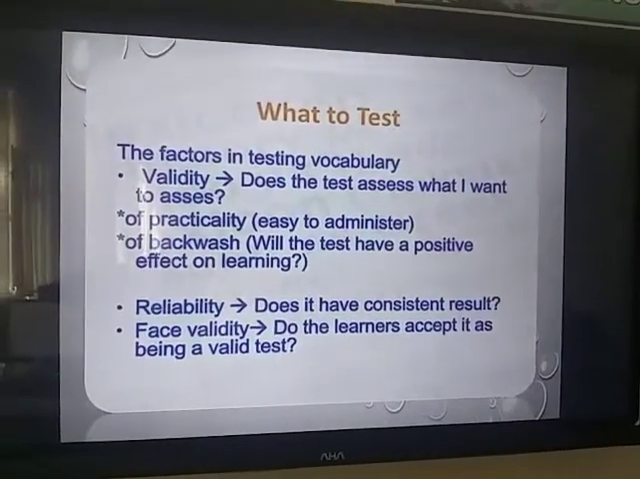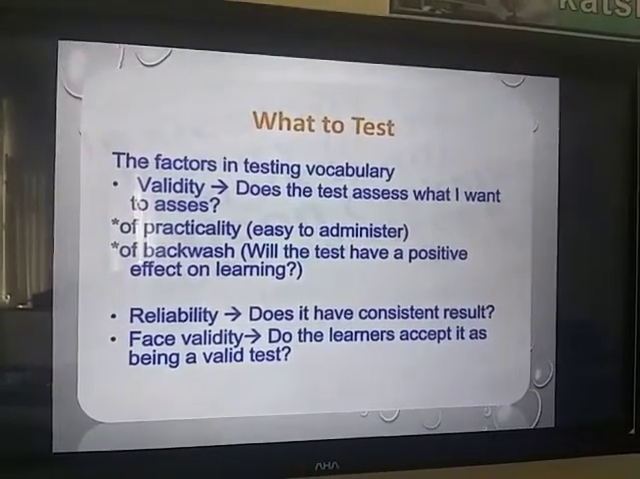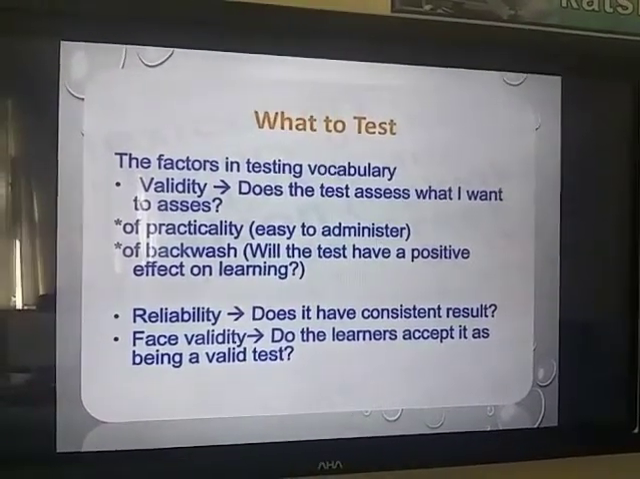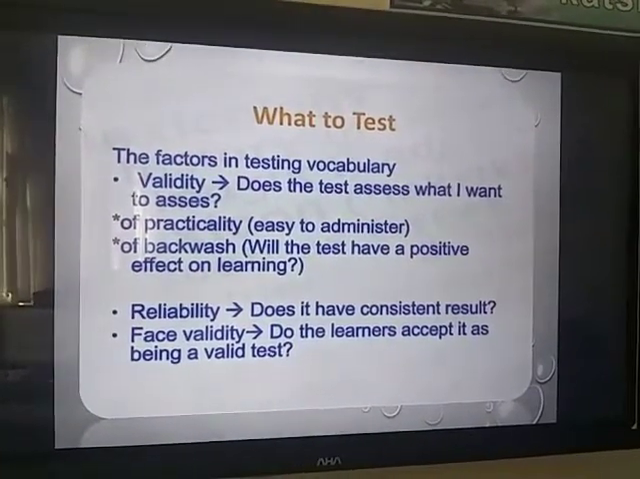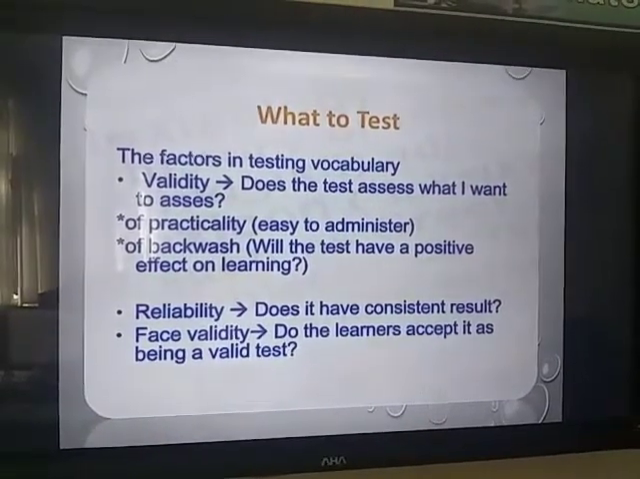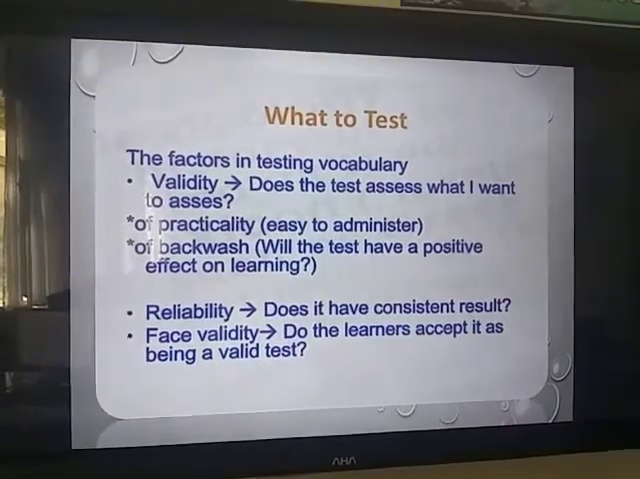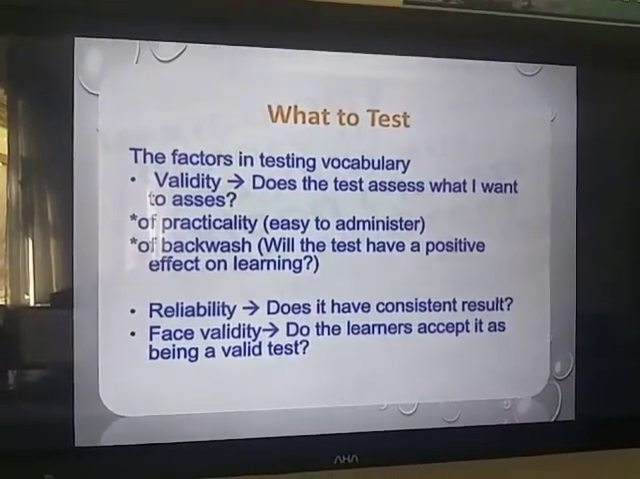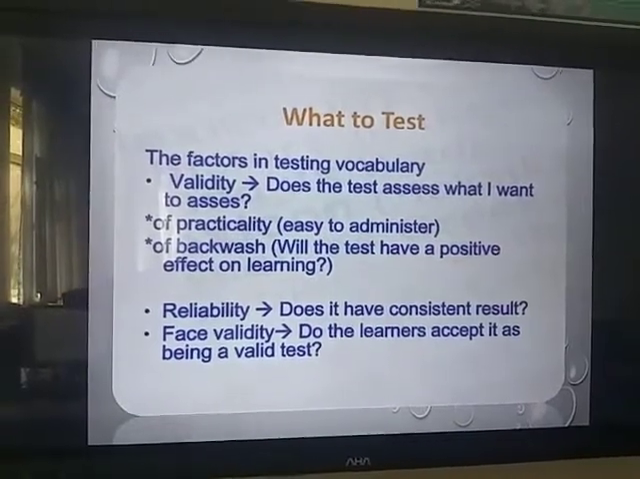Pay attention to the factors in testing vocabulary. Validity: does the test assess what I want to assess? Practicality: easy to administer. Backwash: will the test have a positive effect on learning? Reliability: does it have consistent results? Face validity: do the learners accept it as being a valid test?